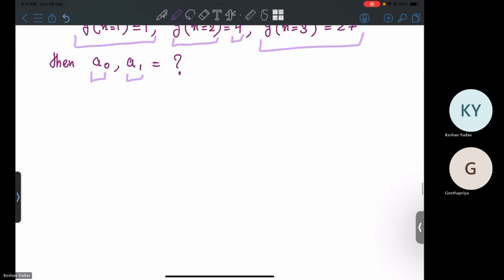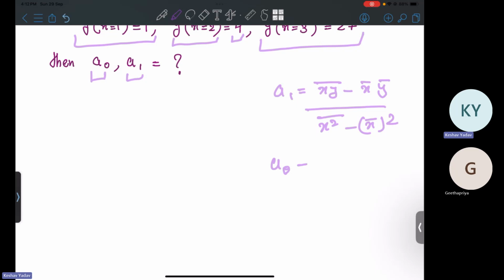Okay. So A1 will be XY bar minus X bar Y bar divided by X square bar minus X bar whole square. And A0 will be Y bar minus A1 X bar. So what we need are the XY bar, X bar, Y bar. These terms we need, right?